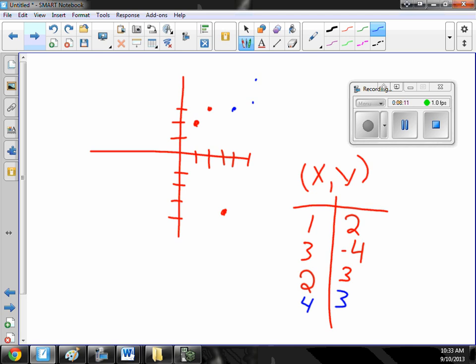How could I break the function? 1 comma anything other than this. So if I had 1 comma 5, that would break the rule. Well, notice what happens with that point, 1 comma 5. Why is that a problem? Why are the points 1 comma 5 and 1 comma 2 a problem?